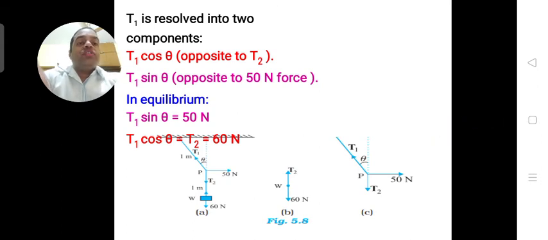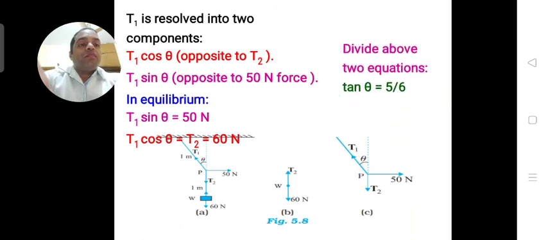Divide these two equations, we will get sin theta upon cos theta, that is equal to tangent theta, and 50 upon 60, that will be written as 5 upon 6. So we can write theta is equal to tan inverse 5 upon 6.